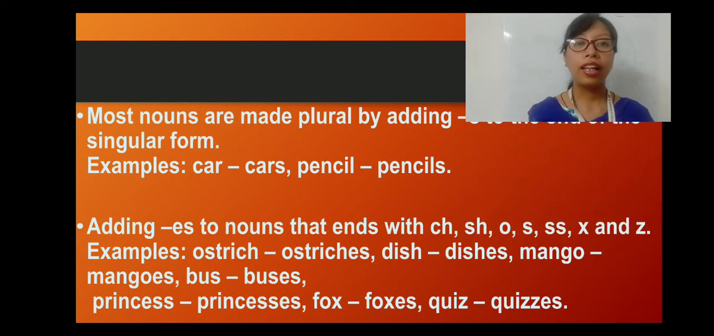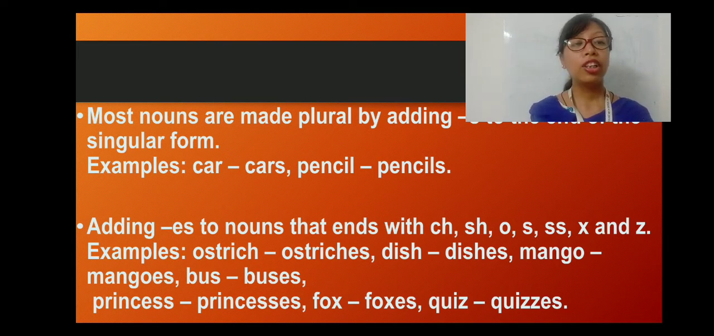Next one, adding es to the nouns that end with ch, sh, o, s, double s, x and z. When words end with these letters, ch, sh, o, s, double s, x and z, we change them into plural by adding es at the end of the word. For example, ostrich. You can see at the end it has ch, right? So we will be adding es to make it plural, so it becomes ostriches.